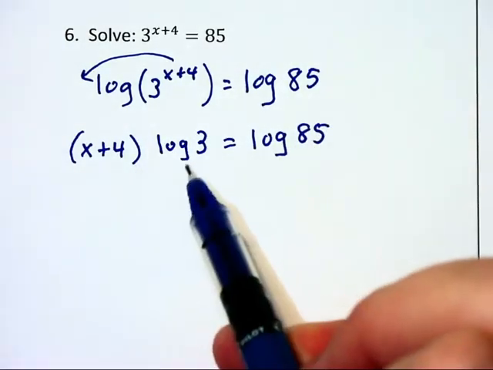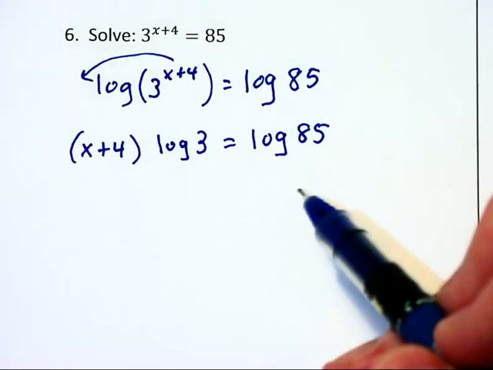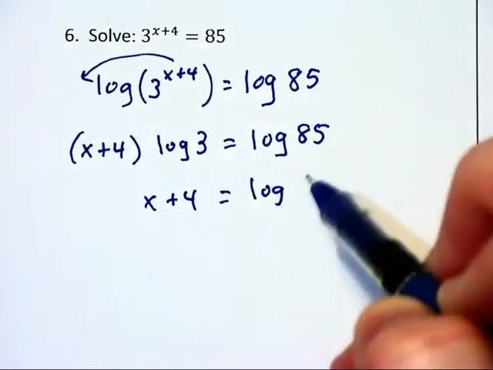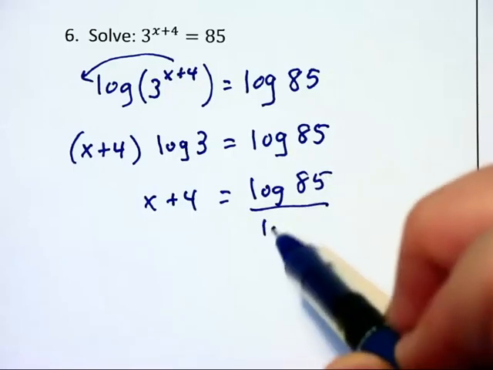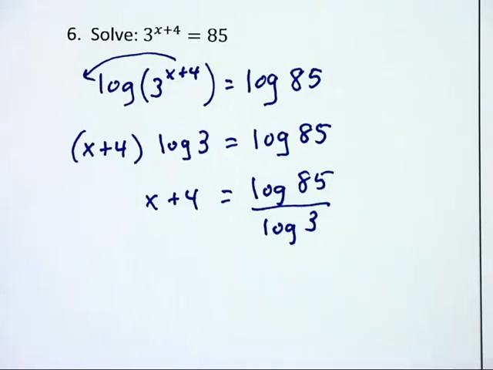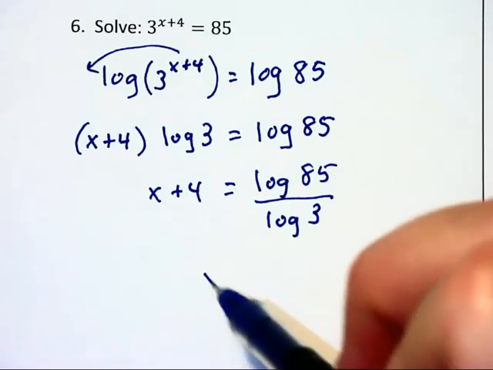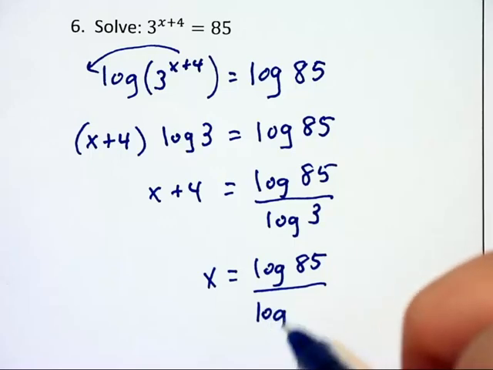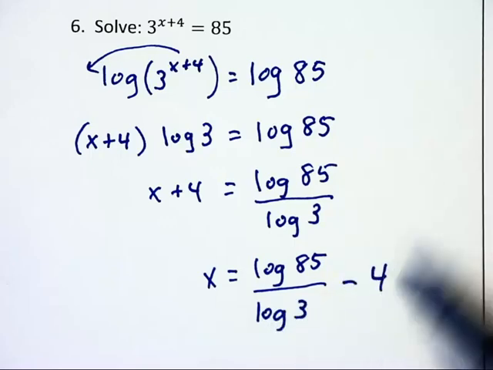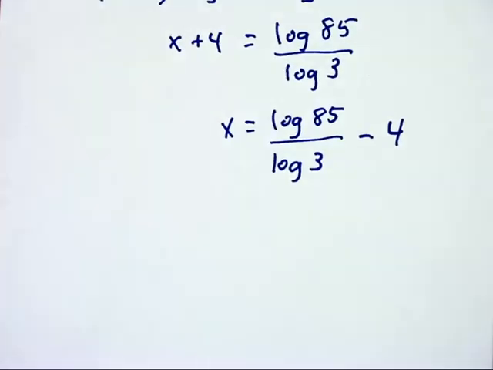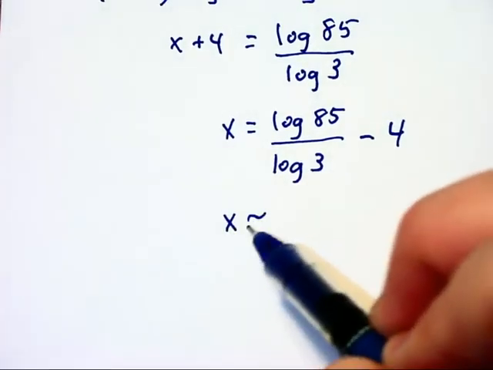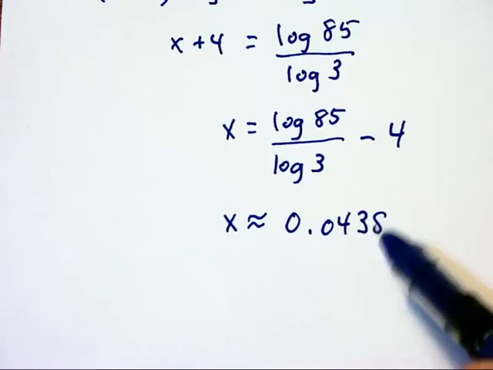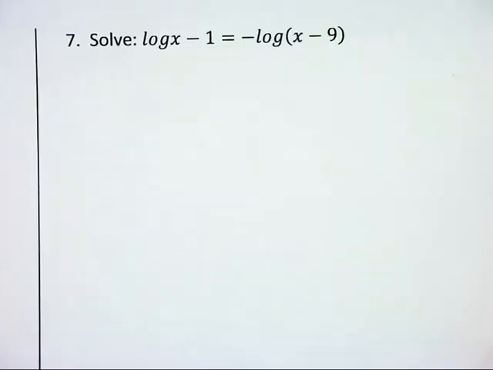Now I can either choose to distribute or just divide off the log, which is what I'm going to do. x plus 4 is going to be the log of 85 divided by the log of 3. And to solve for x, I can just subtract 4 on each side. The log of 85 divided by the log of 3, all of that minus 4. Now that is the exact answer, and when you approximate it using a calculator, you should get 0.04388.